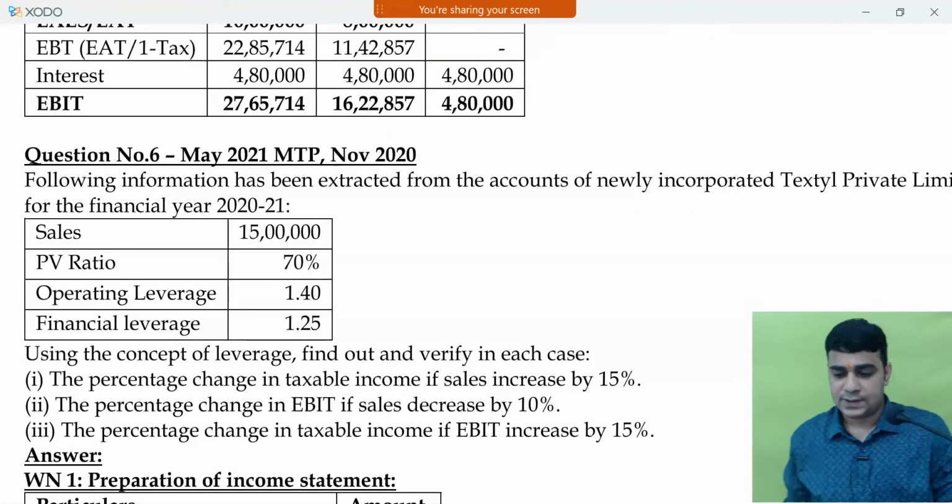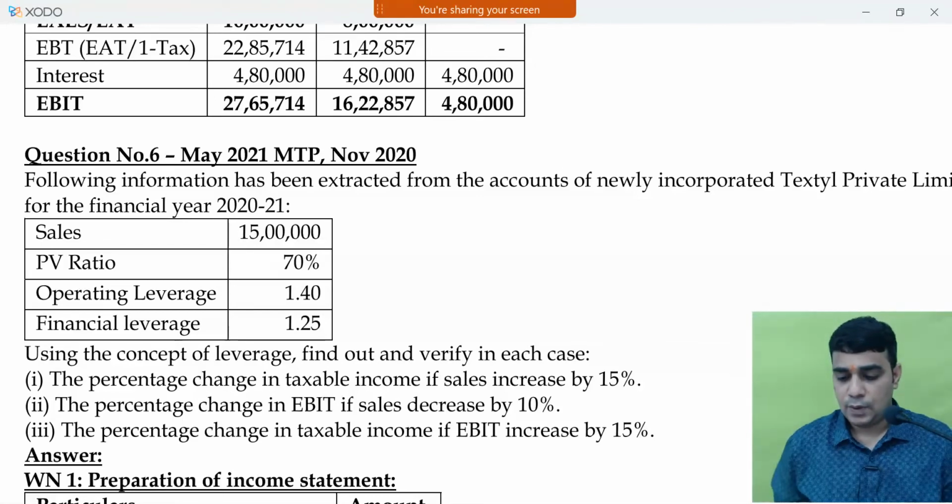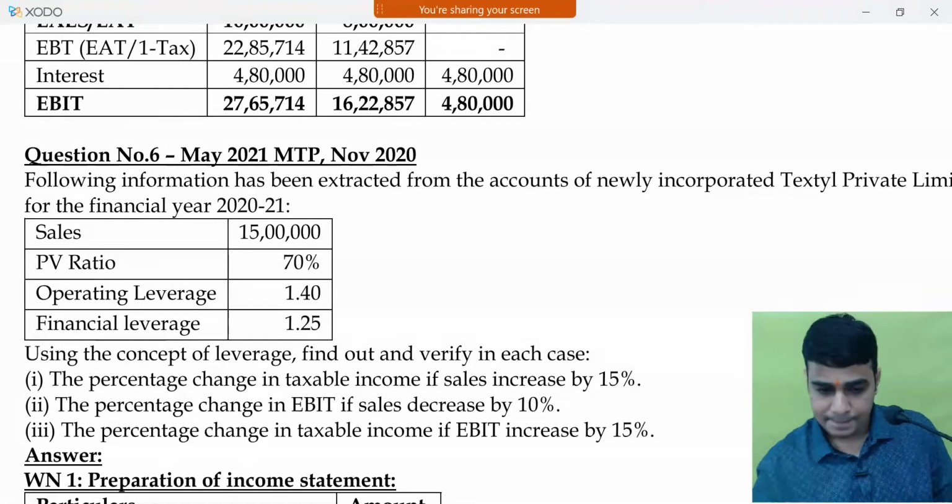Let's go through 6. It's more of a discussion thing. No major calculation to be done.